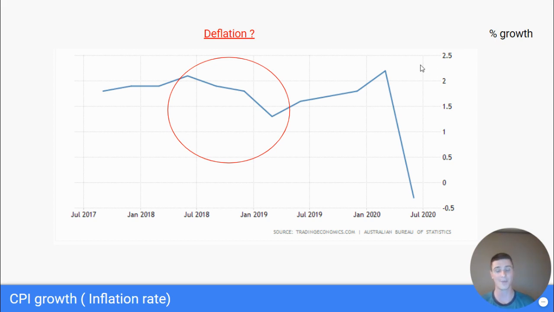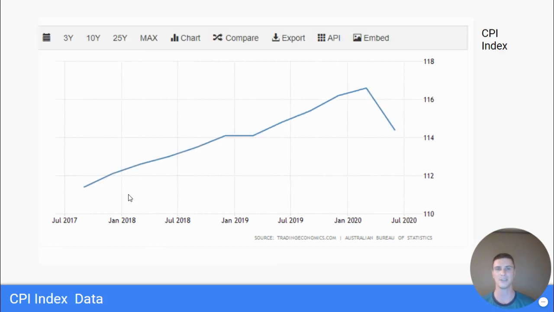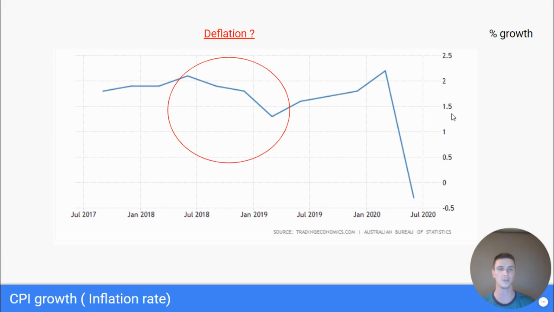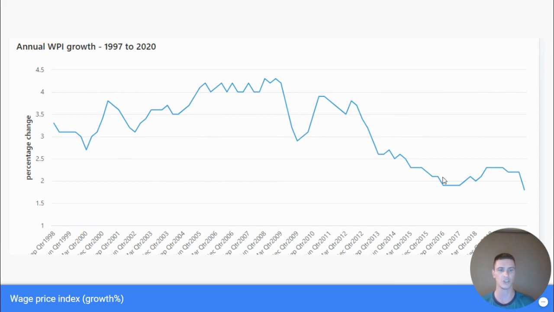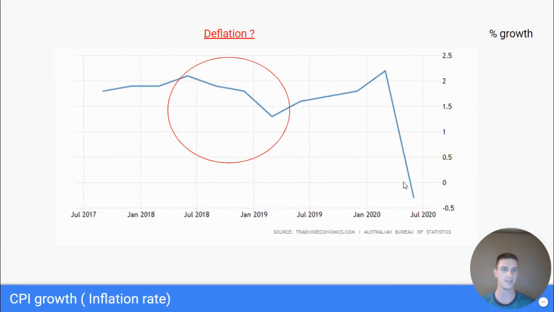Now, just to check and make sure that I'm not lying to you, if we looked at the underlying index, the CPI index, which of course is those 100 numbers rather than those percentage changes, then you can see that at no point has the index decreased until after January 2020, which looks like about COVID time, when yes, prices did decrease. And we can check, yes, prices did decrease because they went below 0 as a rate of growth.